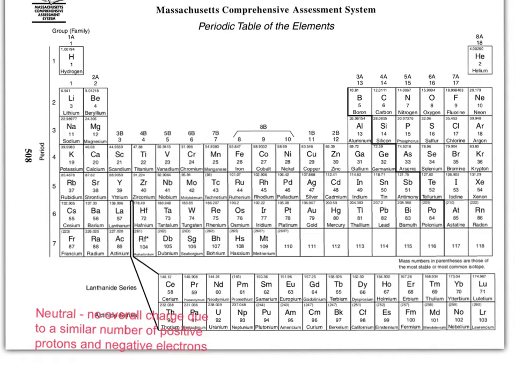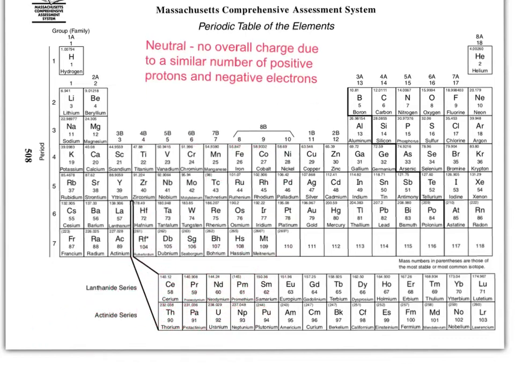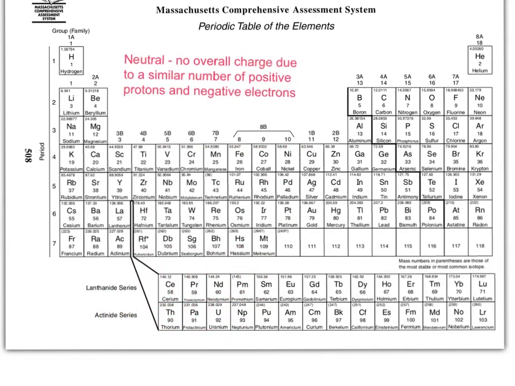The next subatomic particle we're going to talk about is the negative electron. Now, the first thing that you need to know to figure out how many electrons an element has is you actually need to be familiar with this definition. So go ahead and write this down. Neutral means no overall charge due to a similar number of positive protons and negative electrons.